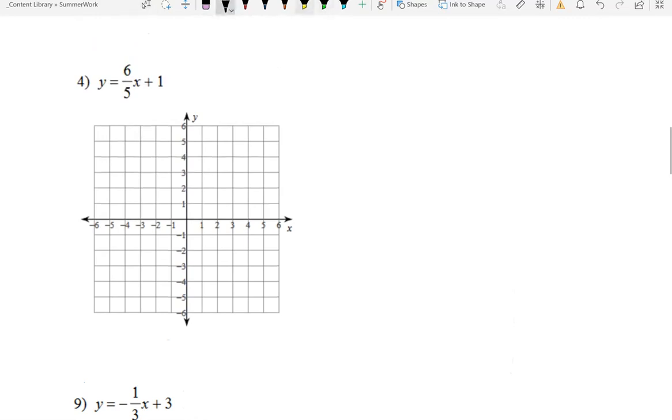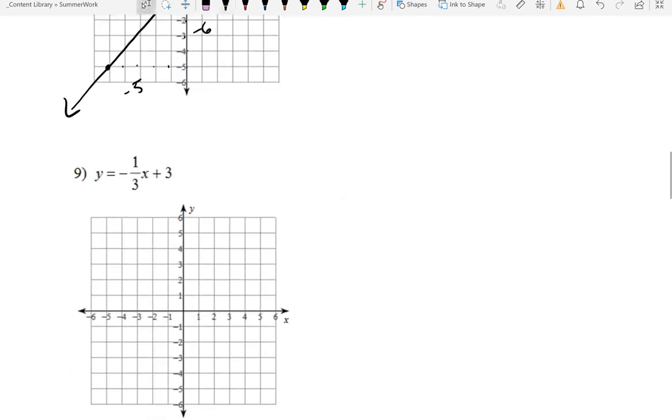Simple graphing, y-intercept, rise over run, up 6 over 5: 1, 2, 3, 4, 5, 6, 1, 2, 3, 4, 5. Or if you go down 1, 2, 3, 4, 5, 6, so it's down negative 6, and over 1, 2, 3, 4, 5, negative 5. Two negatives make a positive, and that also works. Just remember that positive slope will go up and to the right, and a negative slope will go down and to the right, like this one.